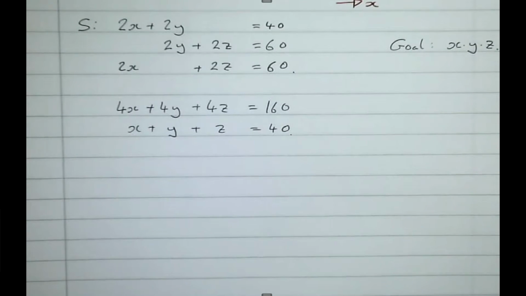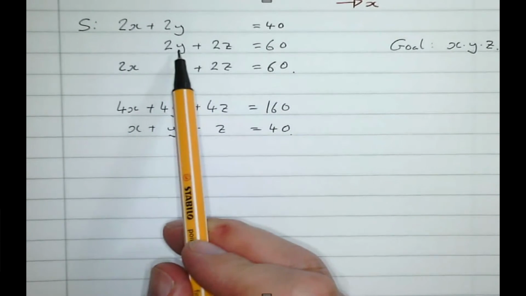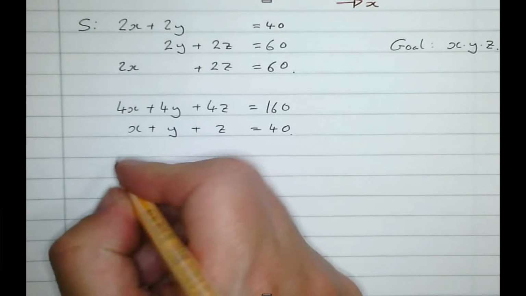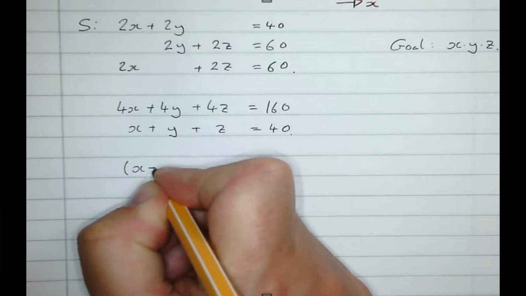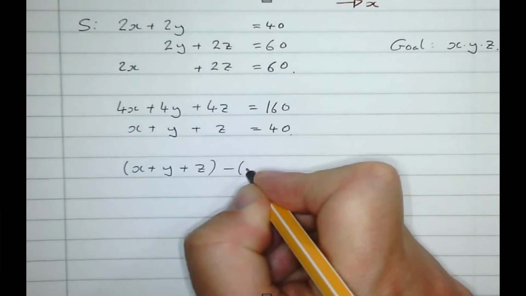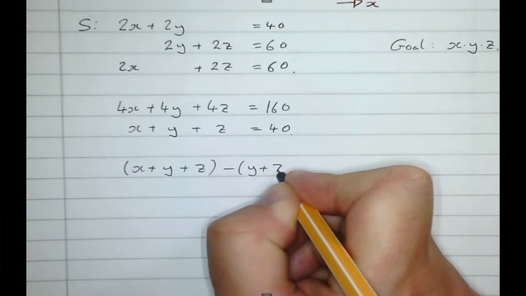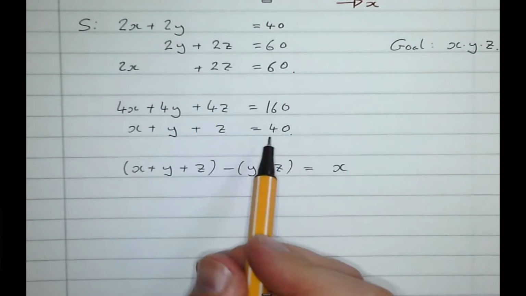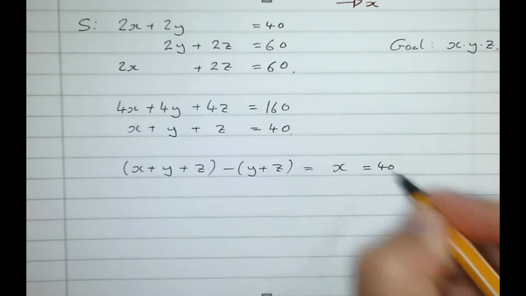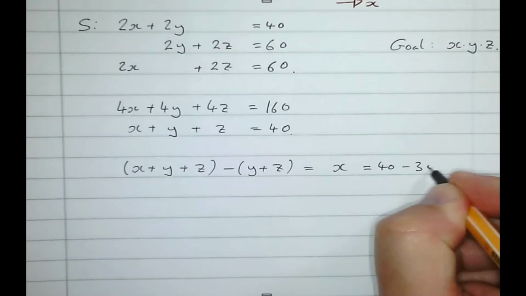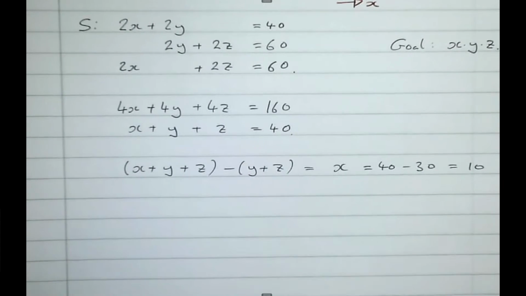So, how does that help? Well, we've already got an equation with just the y and the z in here, so we can find x plus y plus z and then take away the y plus z, and that will just give us x on our own. So we know x plus y plus z is 40, and the y plus the z will be 30, meaning that x is 10.